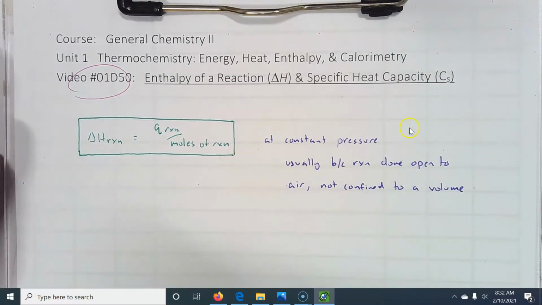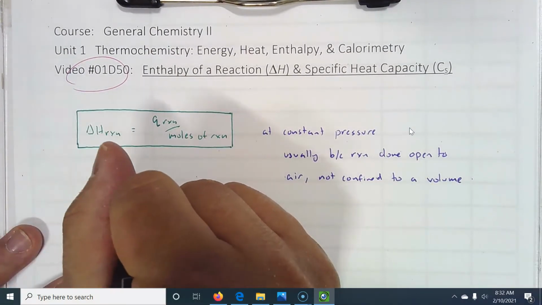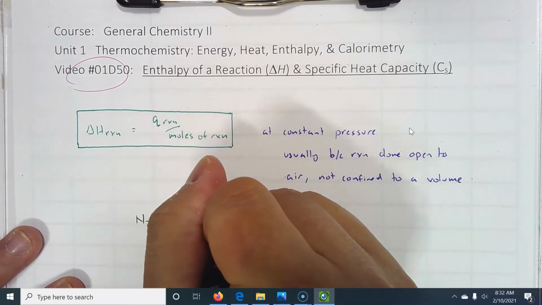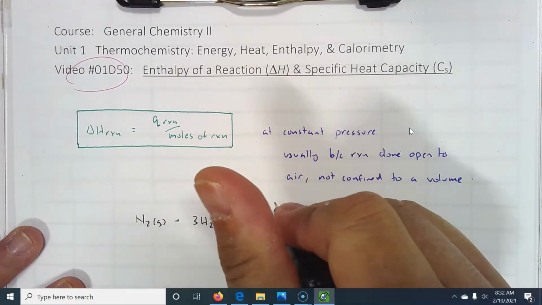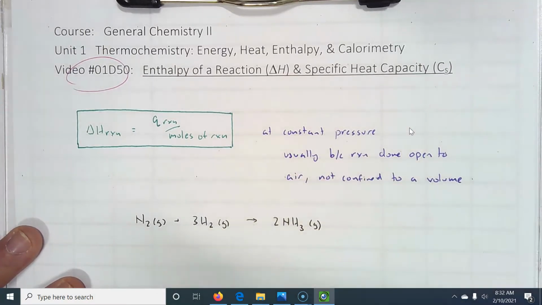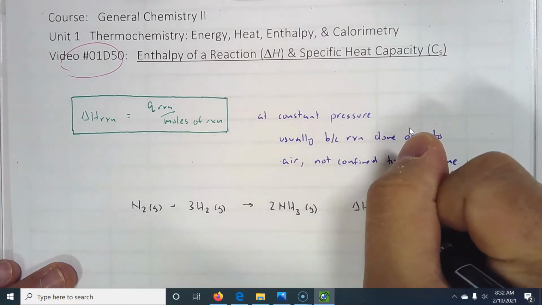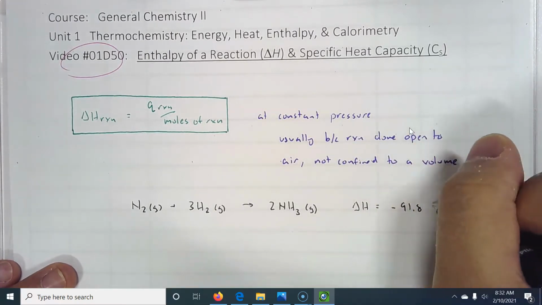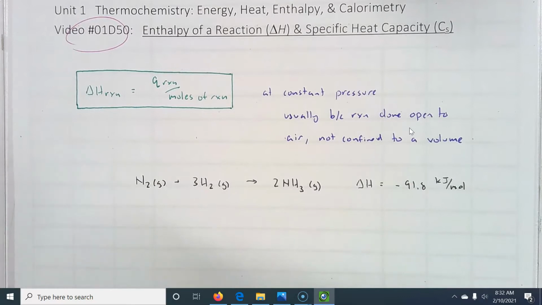Okay, let me give you a reaction. It is going to be an exothermic reaction. We have N2 gas plus 3 molecules of hydrogen gas makes ammonia, 2NH3 gas. And the delta H associated with this reaction is negative 91.8 kilojoules per mole. And that is mole of reaction.